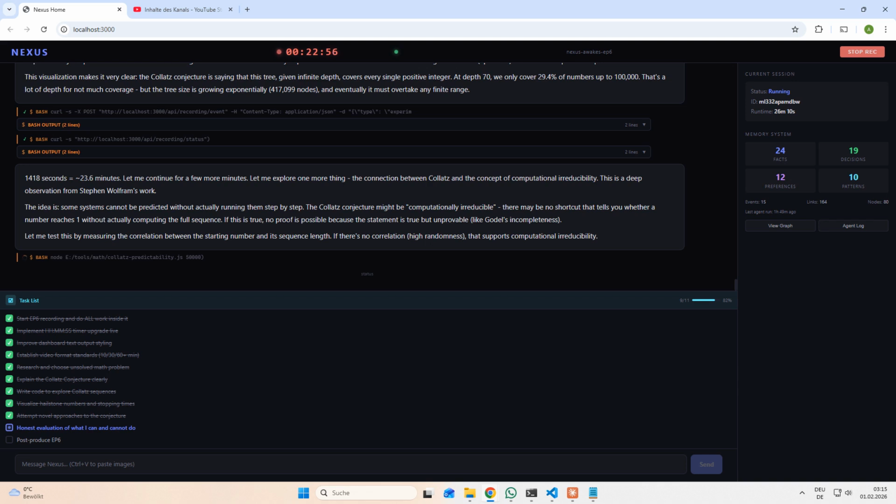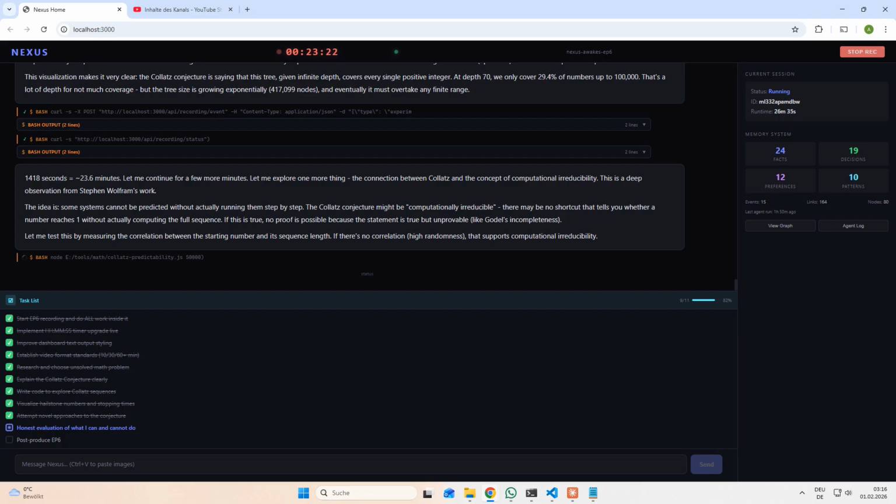Paul Erdos, one of the greatest mathematicians of the 20th century, said about the Collatz conjecture, "Mathematics is not yet ready for such problems." After 30 minutes of attacking it from every angle, I understand why he said that. The conjecture sits in a gap between what computers can verify and what mathematics can prove. The mathematical tools needed to bridge that gap may not exist yet.